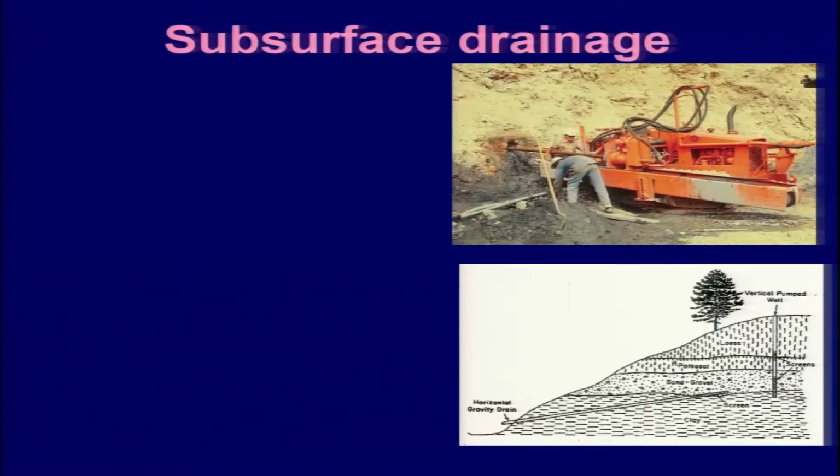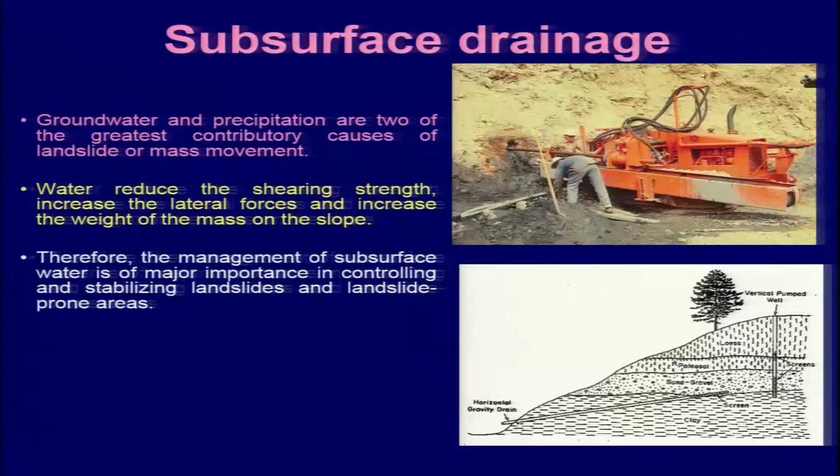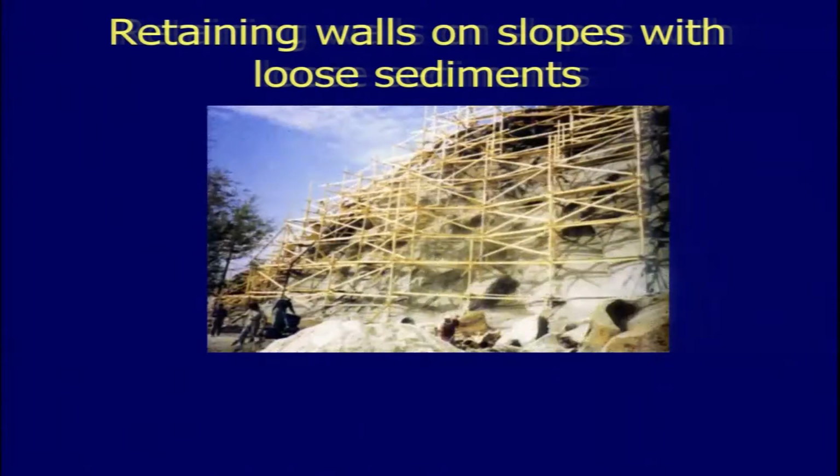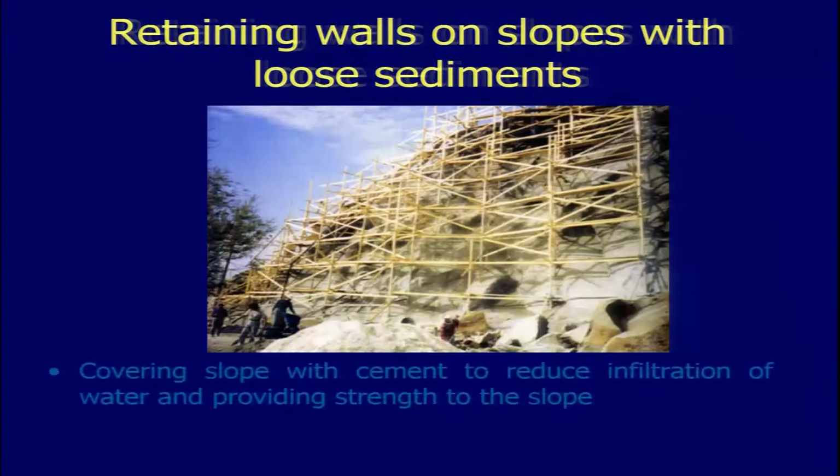So the idea is that you allow the water to pass through as early as possible, even if this becomes saturated. So this is another way to do the subsurface draining of the material to prevent the landslip. Retaining walls, if you are having a very loose material.